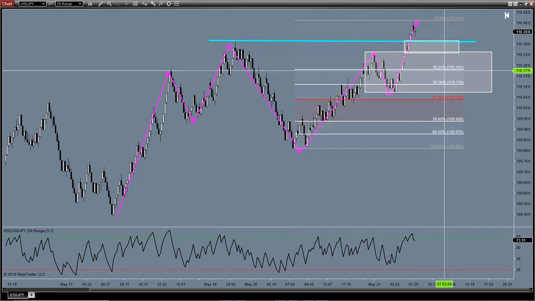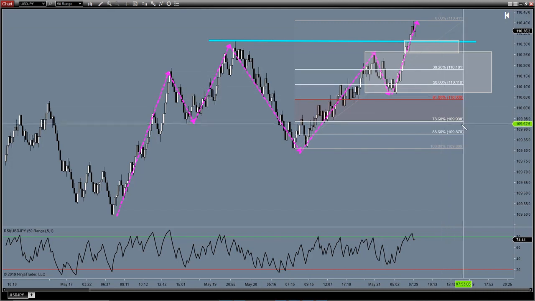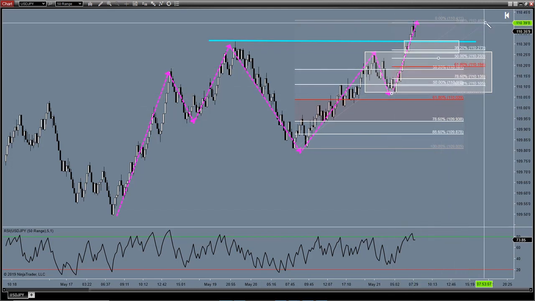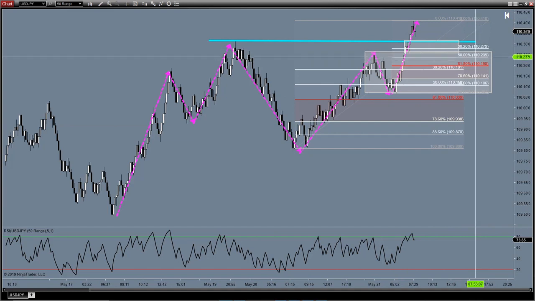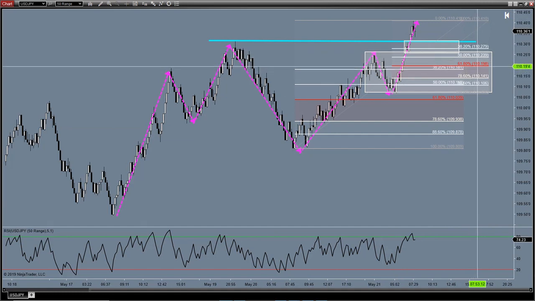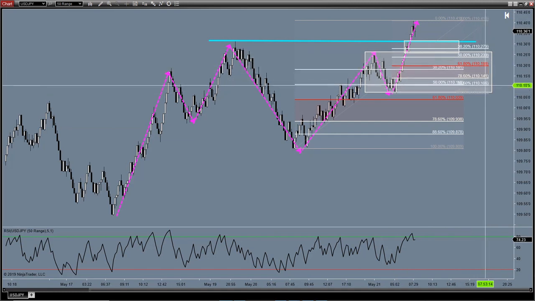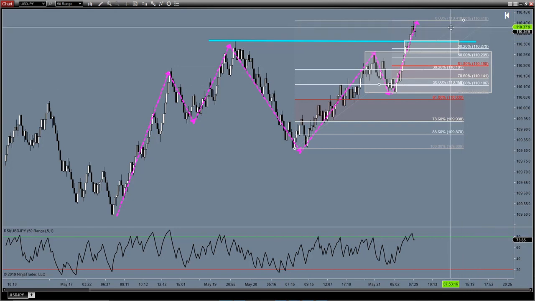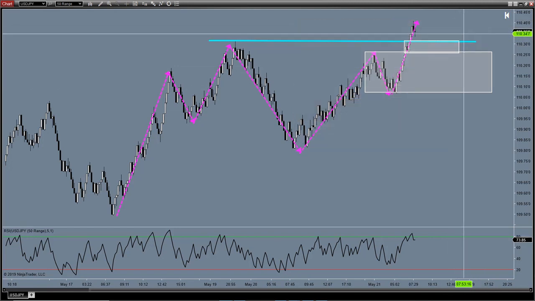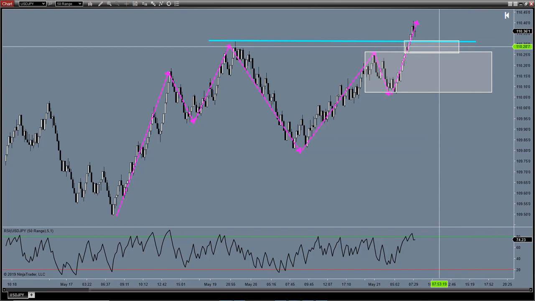You can see a 382, 50% in that level. If you take it from the smaller swing low to swing high here, you're going to get a 1618 lining up with that 382 as well. So pullback traders, be on alert.